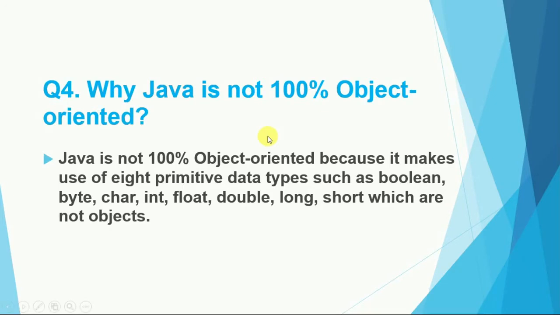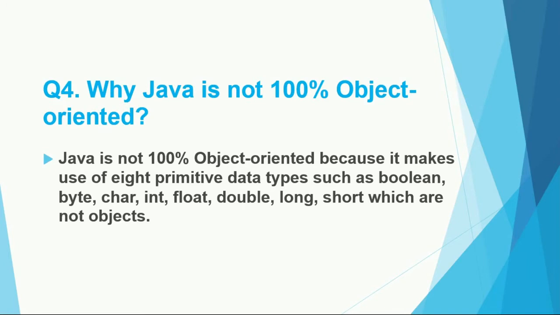There is a reason, because according to object oriented principles, Java does not follow one principle, which says that if any language has primitive data types, those primitive data types should be objects. But Java makes use of 8 primitive data types such as boolean, byte, char, int, float, double, long, short, which are not objects. So it violates the principle of a 100% object oriented language. That's why Java is not called a purely object oriented language.